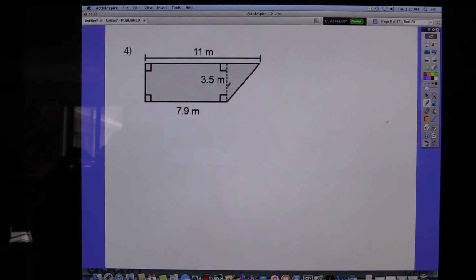Okay, here, this is an example of what we call a right trapezoid, and it has the same formula. Now this right trapezoid, to me it looks upside down, but it doesn't matter. The formula is the same. Area equals 1/2 the height times base 1 plus base 2. And in this case, I would say base 1 is 7.9 meters, base 2 is 11 meters, and the height is 3.5 meters. If you plug in those values, it's a very easy problem to figure out.